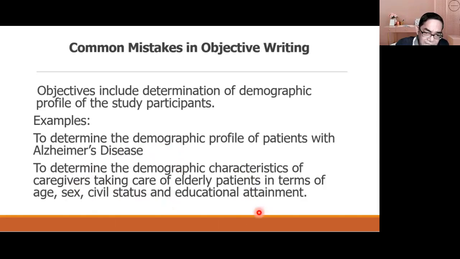Remember, when you write your specific objectives, you will have to go back to your introduction. The objective should have been rationalized in your introduction. Let me repeat that. The objectives that you write should have been rationalized in your problem identification in your introduction.